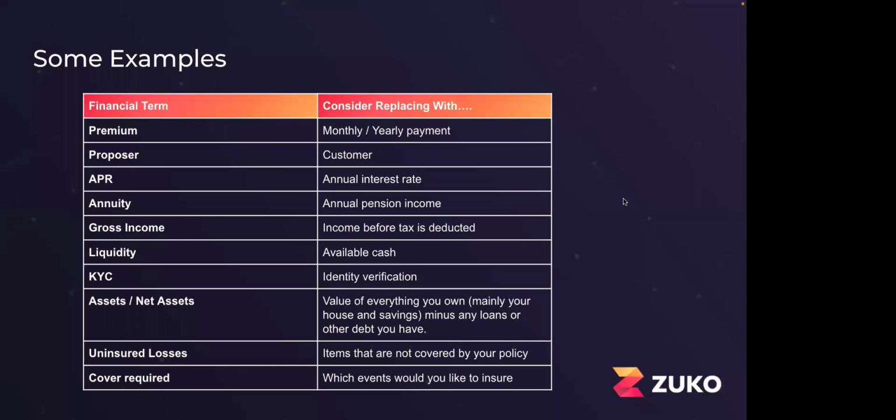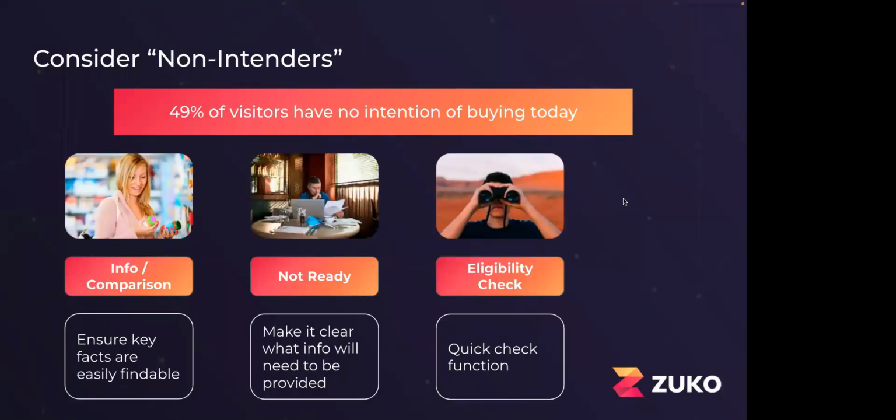The second broad point I'd like to talk about is non-intenders. What I mean by non-intenders is people who come to your site who basically have no intention of buying today. There's some research by Forrester that shows that 49% of visitors to financial websites and forums have no intention of buying today. However, that does not mean that they will never become a customer of yours in the future. So when you're doing your forms, you need to consider them and not put them off.